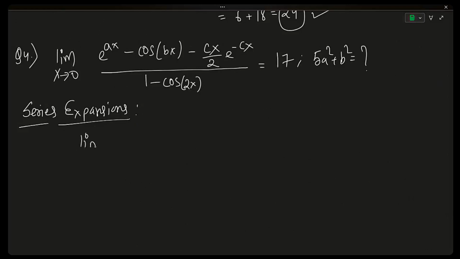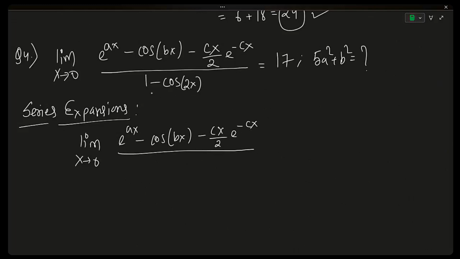So first of all, we can write this like this. e to the power ax minus cos of bx minus cx by 2 into e to the power minus cx.